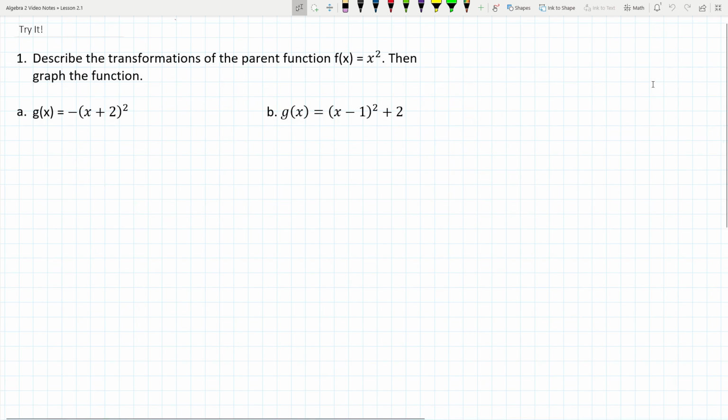All right, go ahead and try the following problem. You're going to identify the transformations and then you're going to graph it. Just make a quick sketch.